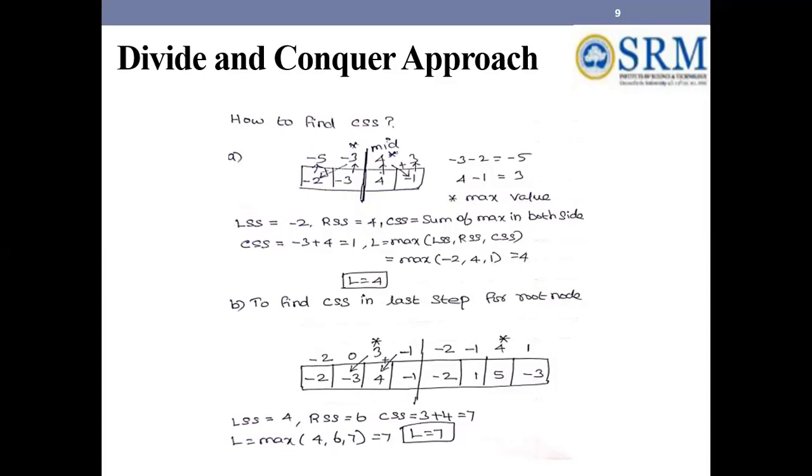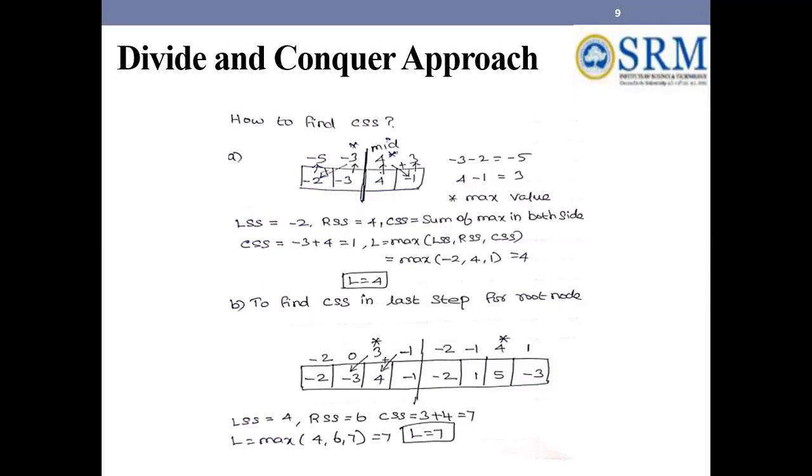So we have 8 elements. Divide the array into 2 parts. Before the mid, we have -1. Take it right in the top as it is. So -1 is added with the 4, that is 3. 3 minus 3 is 0. 0 minus 2 is -2. So the left side largest value is 3.